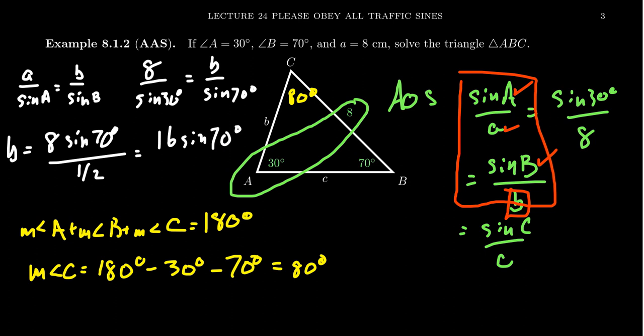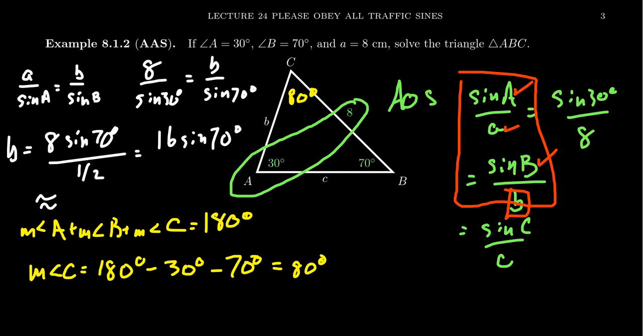This is the exact answer. Notice that sine of 70 degrees is not one we've memorized. It's going to be some irrational number. Your calculator is going to be your best friend on this one. We can compute 16 times sine of 70 degrees on our calculator. Make sure it is in degree mode at this moment.